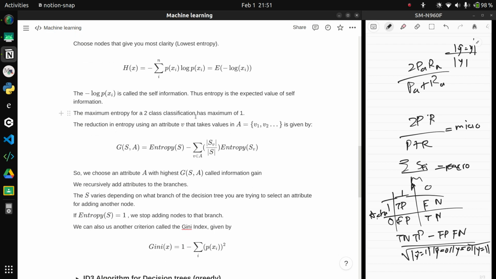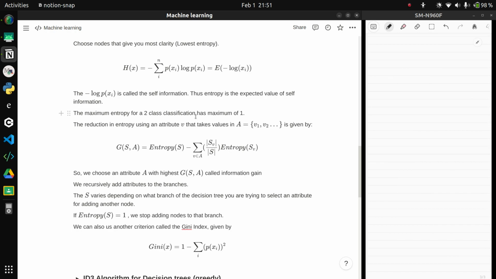The entropy of a 2-class classification has a maximum of 1. And what about n-class classification? In n-class classification, you can use a Lagrange multiplier and you will find that this is maximized whenever p of xi is 1 by n. So this should be negative n times the sum of 1 by n times the log of p. I'll use log base 2, since we're doing computer science, which I'm going to call just log. So log of p, which is basically 1 by n again.